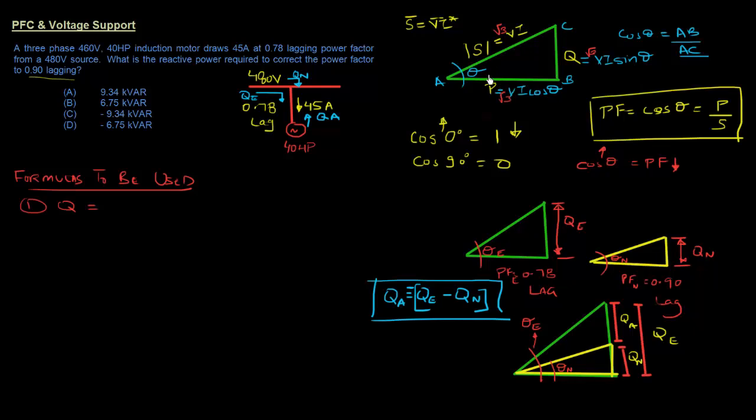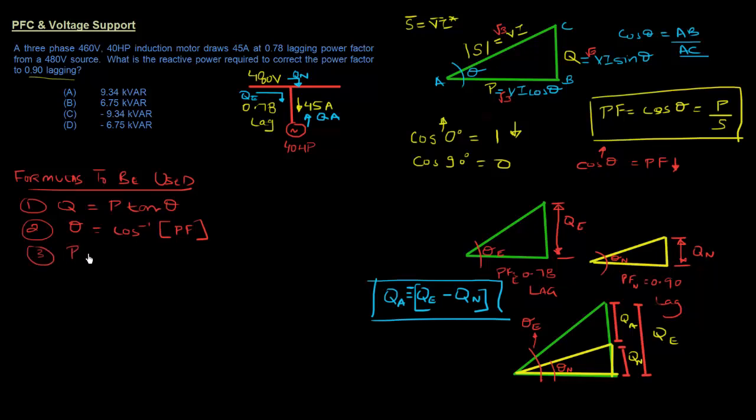It can also be expressed in terms of the real power P as P tan of theta, right? If you again go back to trigonometry, tan theta is going to be Q over P, therefore Q is P tan theta. What is theta going to be? It is cos inverse of our power factor.